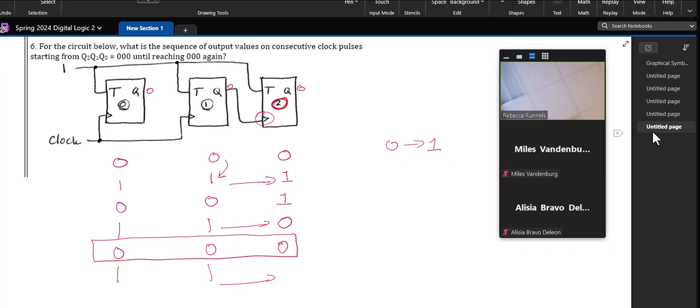Now, you want to be careful with how you write it, because it says Q2, Q1, Q0 equals 0, 0, 0. And this was Q2, Q1, Q0. So to write your answer, you would write Q2 first. So it would be 0, 0, 0, 1, 1, 1, 1, 0, 0, 0, 1, 1, 0, 0, 0.